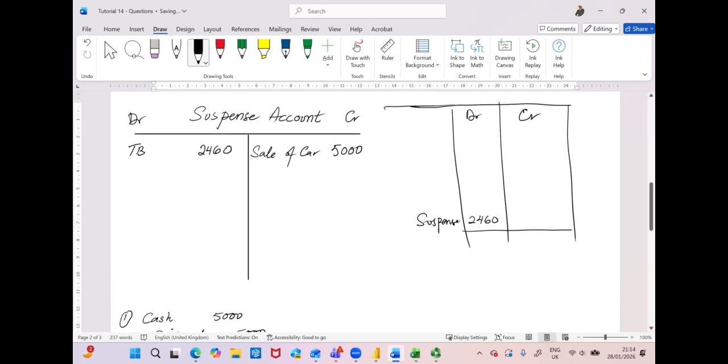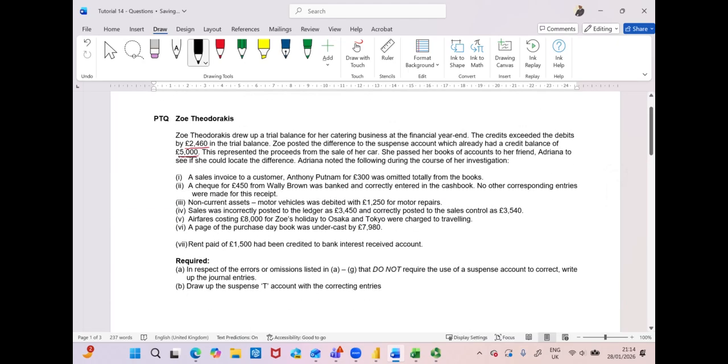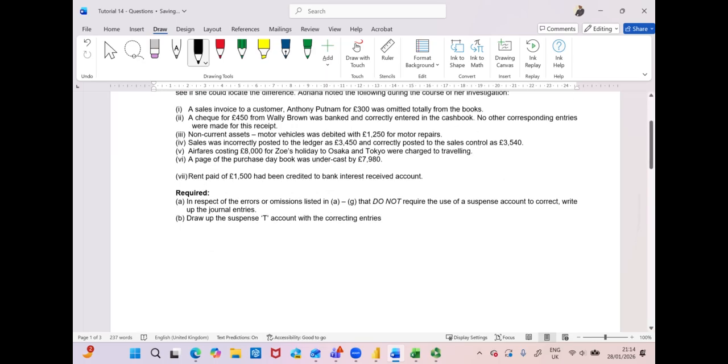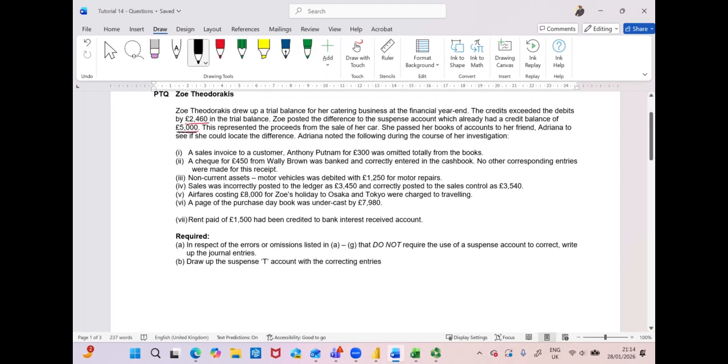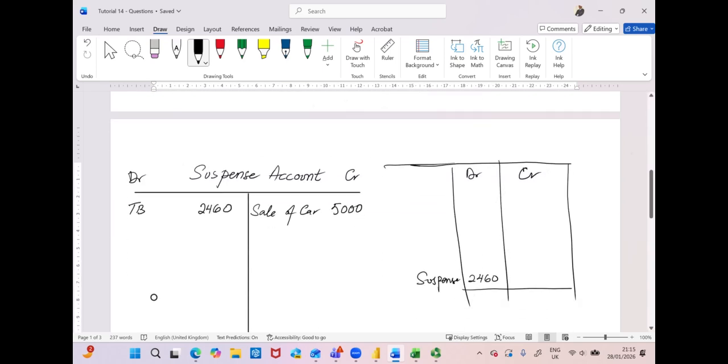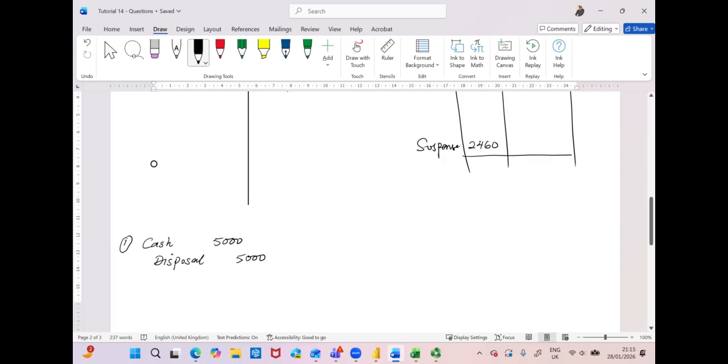But it says there was a balance sitting in the trial balance of £5,000, which Zoe has already recorded. That means the cash has already been recorded, but she did not know where else to record. So she debited the cash account but credited the suspense account, which means that our cash account is okay. So we do not have to write cash over here. Instead, we will have to replace the cash account with a suspense account.